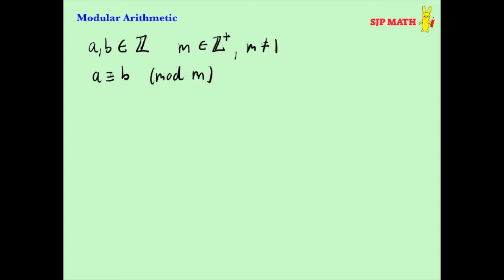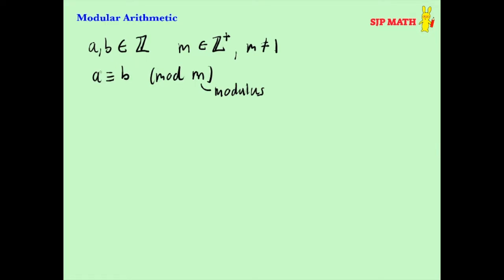So what does this mean? What does this symbol mean? And what is this mod? And what is modulo? And what is modular arithmetic? So basically modular arithmetic is a system where integers with the same remainder when divided by some positive integer m, where m is not equal to 1, are considered congruent. So in this system, we call m the modulus of the system. And when we're working with the system, we say we're working with integers modulo m. And for short, I say mod m.